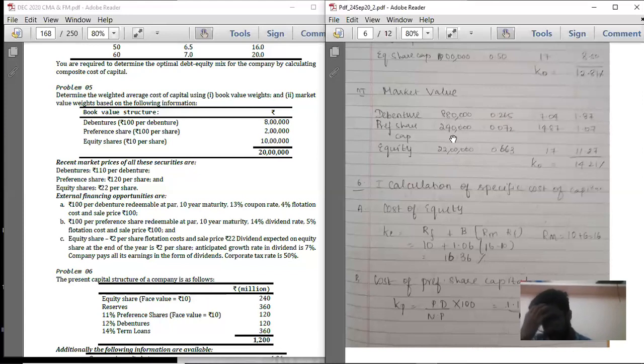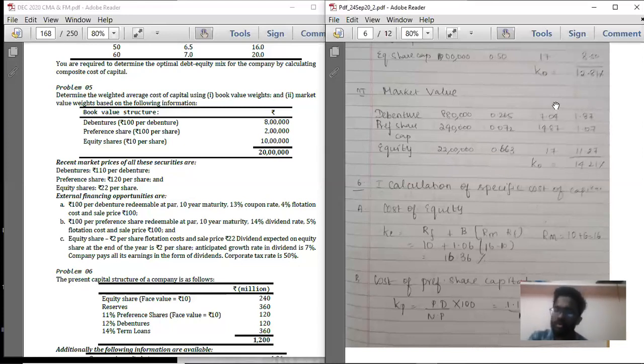And preference share capital: 2 lakh 40,000 divided by 33 lakh 20,000. You are getting 0.072. And equity: 22 lakhs divided by 33 lakh 20,000. You are getting 0.663. So if you sum all these weights, you will get 1.